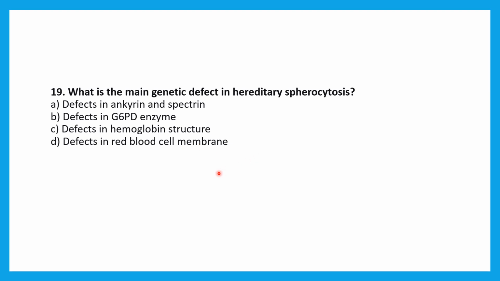This is more precise than the general answer D, red blood cell membrane defects. Therefore, which one do we pick? We choose A, defects in ankyrin and spectrin. Not specific, but precise. So we choose the one which is the best and most precise. When we talk of defects in ankyrin and spectrin, we're also talking about the red blood cell membrane, but not always. So we pick A to be the correct answer.